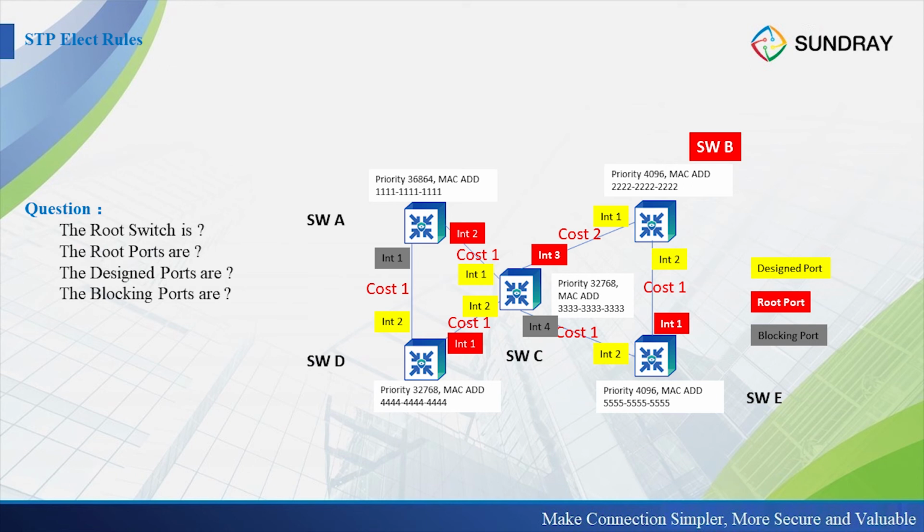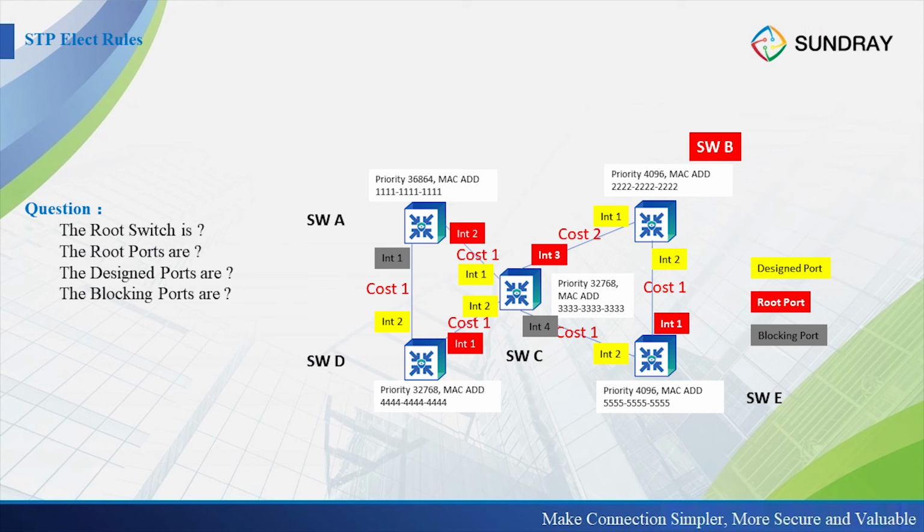So when the bridge ID priority of B and E is the same, then we compare the MAC address, right? Because the BID is composed of the bridge priority and the bridge MAC address. So here, when the bridge priority is the same, 4096, we then compare the MAC address.